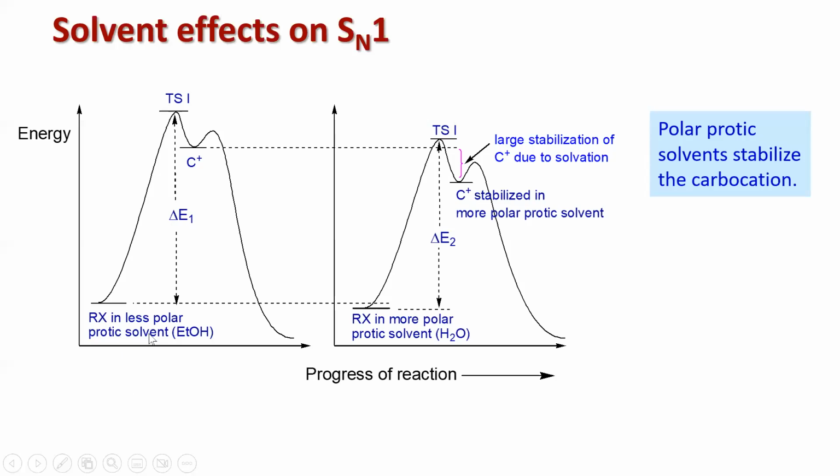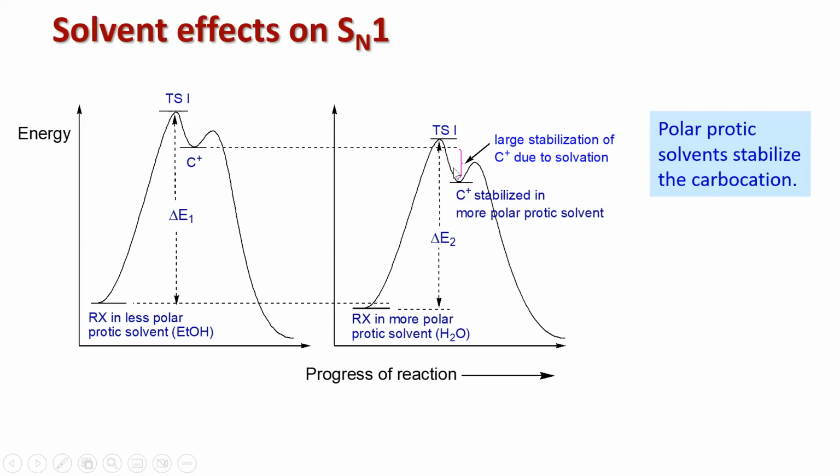So delta E1 for polar protic solvent, for example ethanol, is this much. Delta E1 is higher than delta E2. When you have a more polar protic solvent, the transition state energy is reduced, right? So why? The reason for this is that the carbocation is stabilized here due to solvation, right? Carbocation is stabilized in more polar protic solvents. So if you do the same reaction in a more polar solvent, the carbocation is more stabilized, and you can see the activation energy is lower when compared with the less polar reaction, right?